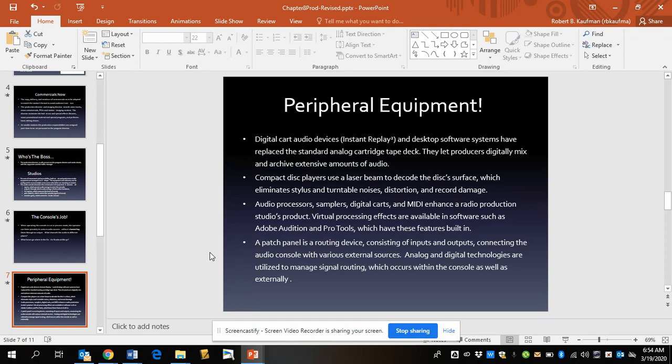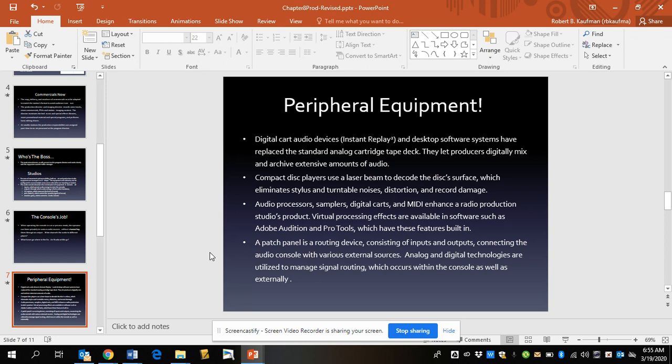But some studios have to bring in sources from, I don't know, 10 or 12 different locations or 10 or 12 different input sources. For that, they use a patch panel. That is a whole network of inputs and outputs.